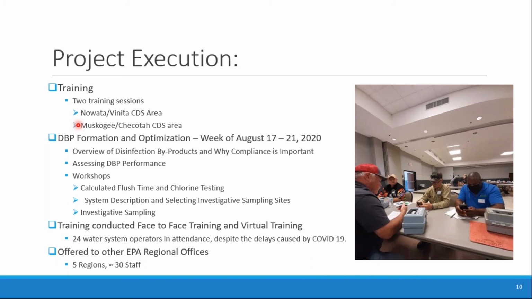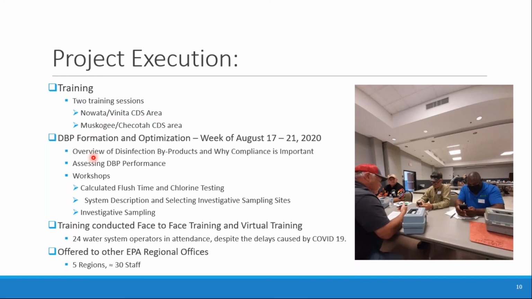The training is a 1.5-day training session. And the first one was scheduled to be done in July, but as Jim mentioned, COVID came in and messed up our schedule. But it was eventually postponed and scheduled for August 17th, and we were able to have it on August 17th. And that focused on disinfection byproduct formation and optimization. I'll just go very briefly into a couple of the presentations that were provided at that time.